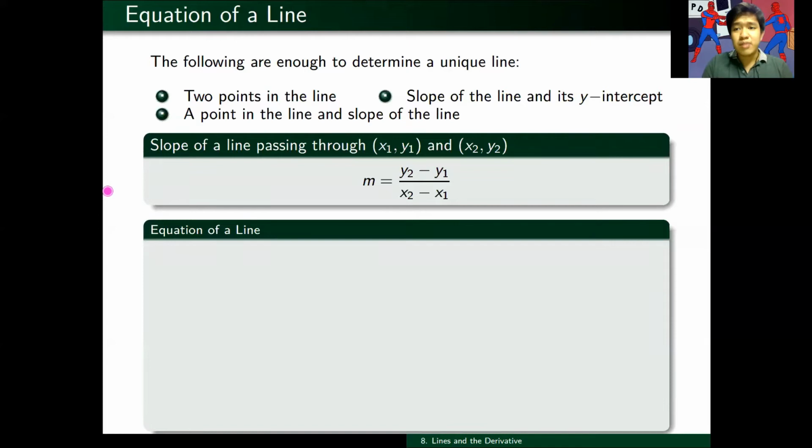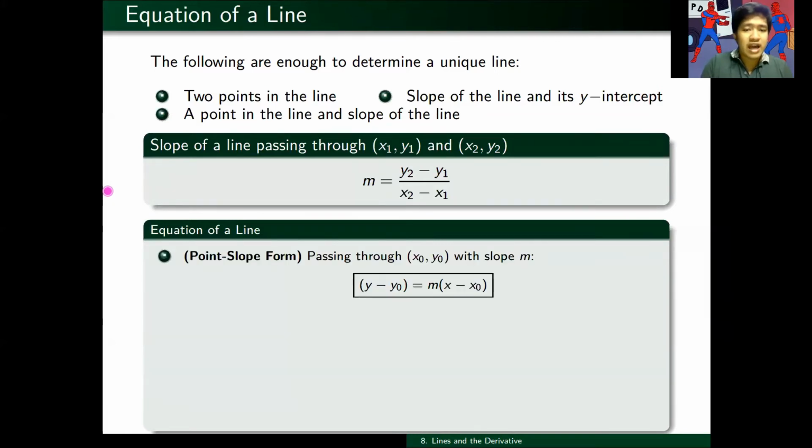So we have 3 possible equations for a line depende po sa information na given sa inyo. Una, kapag ang alam mo ay isang point at isang slope, so pag meron kang line na dumadaan sa (x0, y0) na may slope na m, then this is the equation of your line. y minus y0 equals the slope times x minus x0. This is called your point slope form.